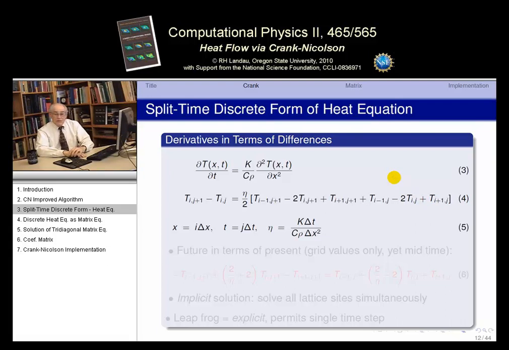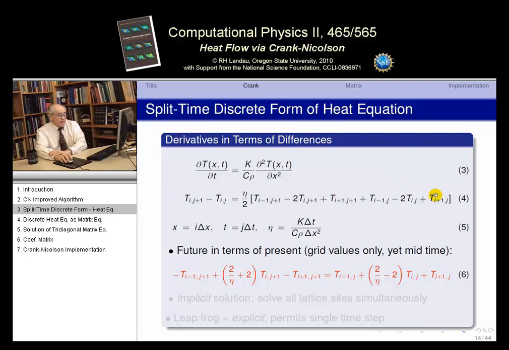Okay? And can we solve this? Well, let's see. In order to solve it, we need to express an equation having only the future on one side and the present on the other. So we can rewrite the heat equation in finite difference form as equation 6 here. And if we look at it, remember the first index i is space, the second index, the j index, is time. j plus 1 is future.